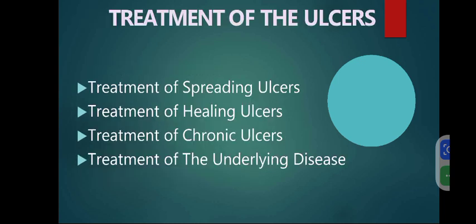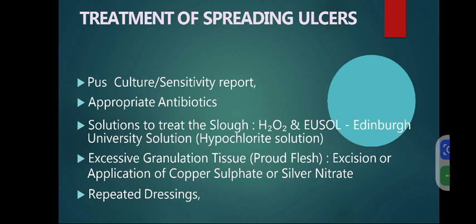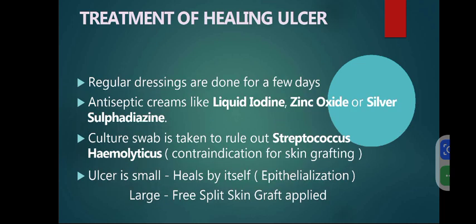So treatment of the ulcer should be treatment of spreading ulcer, treatment of healing ulcer, treatment of chronic ulcer, and treatment of underlying disease. Treatment of spreading ulcer: pus culture and sensitivity report, appropriate antibiotic, solution to treat the slough, H2O2 and Eusol solution. Excessive granulation tissue excision and application of copper sulfate or silver nitrate, and repeated dressing. Regular dressings are done for a few days. Antiseptic creams like liquid iodine, zinc oxide, and silver sulfadiazine. Culture swab is taken to rule out Streptococcus hemolyticus.